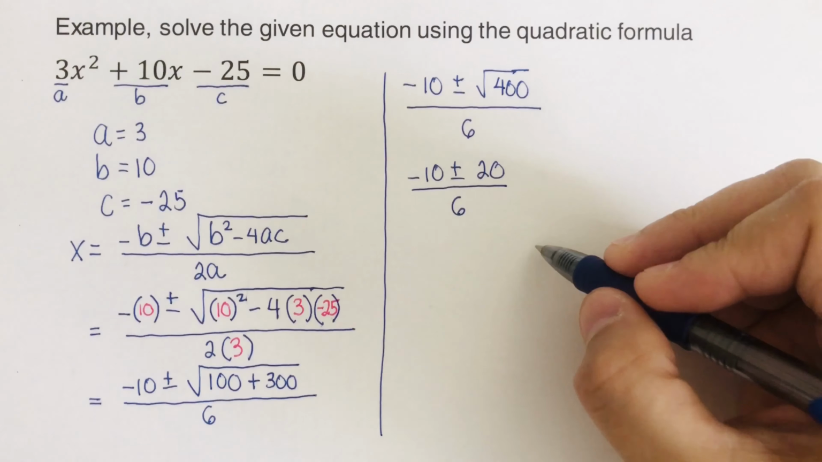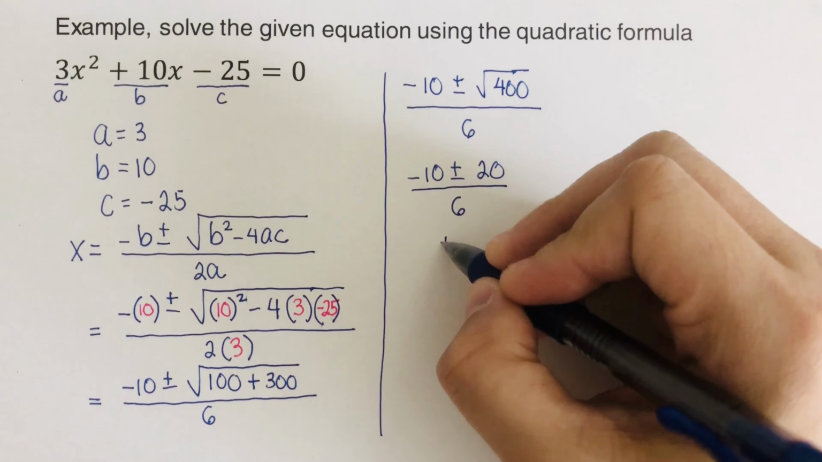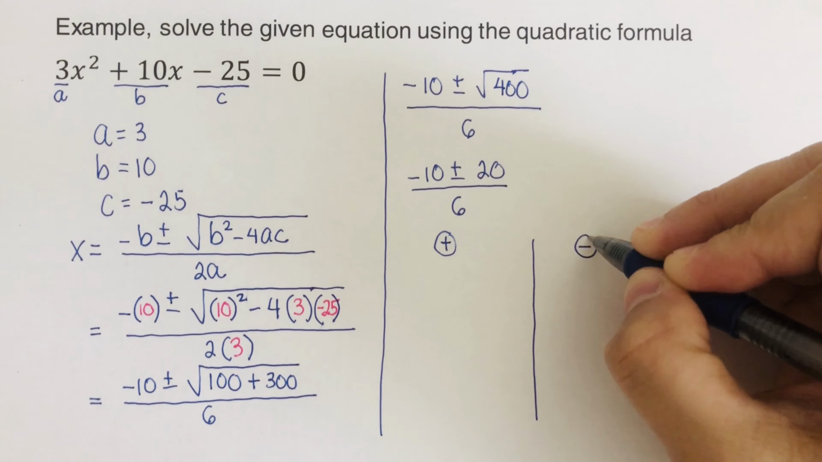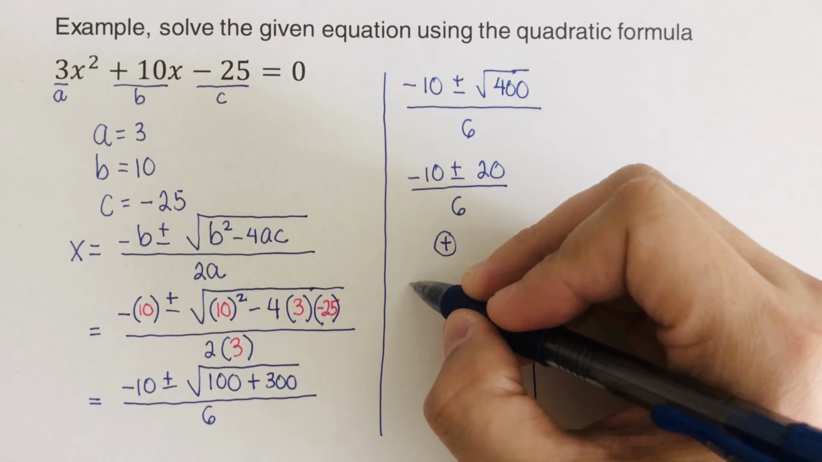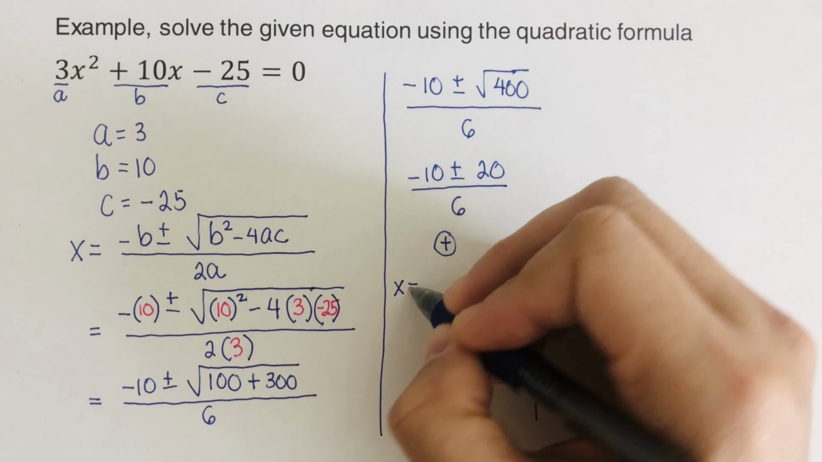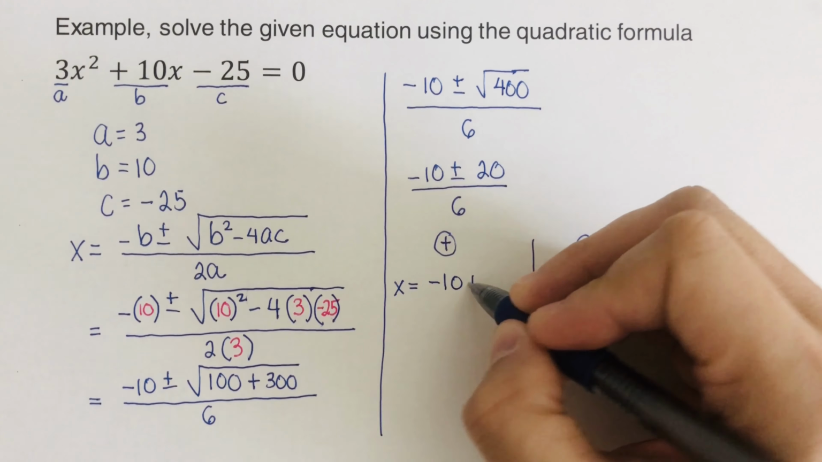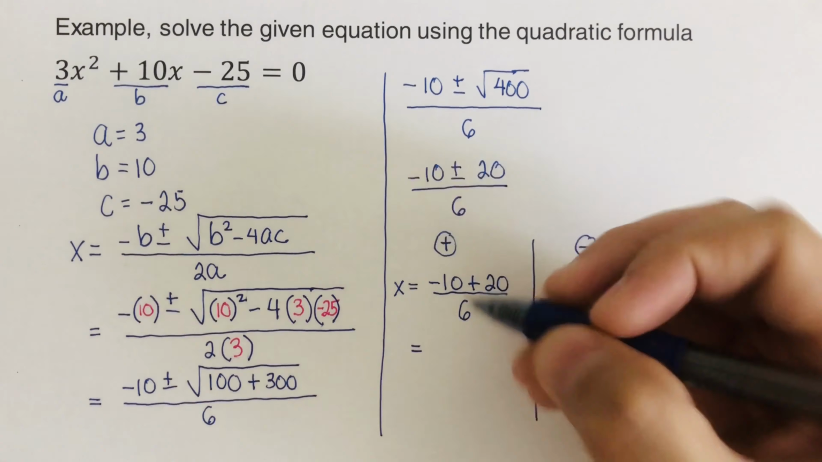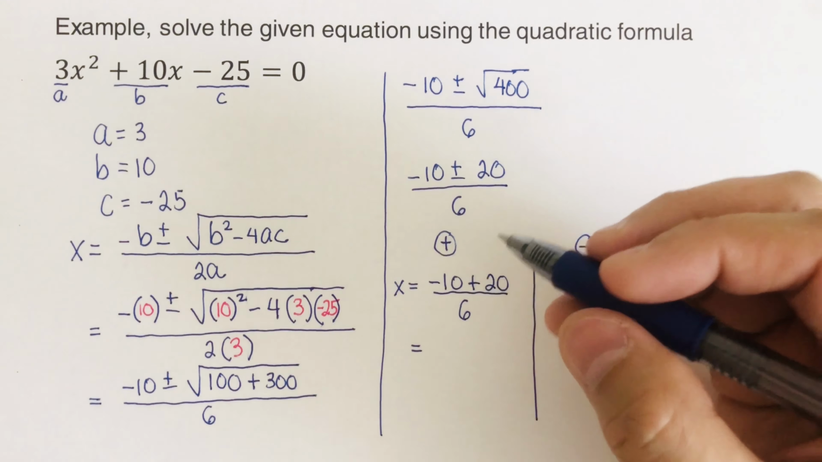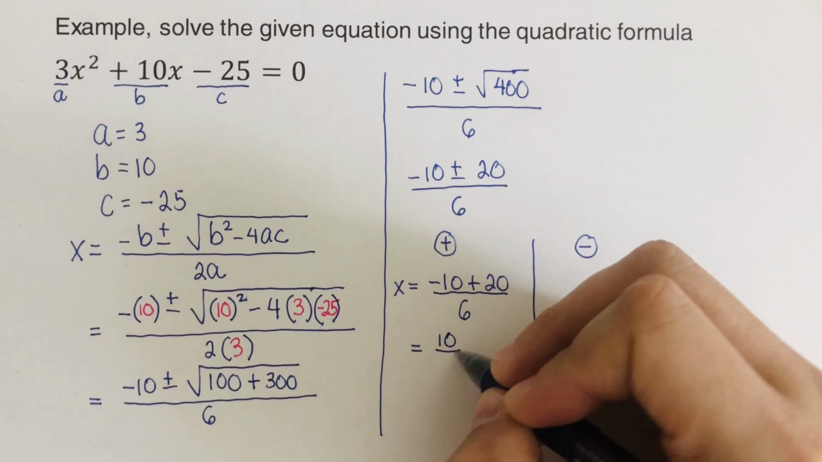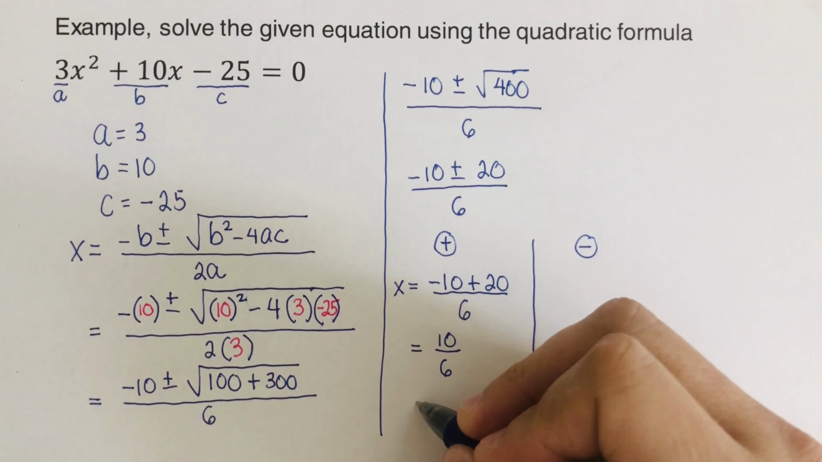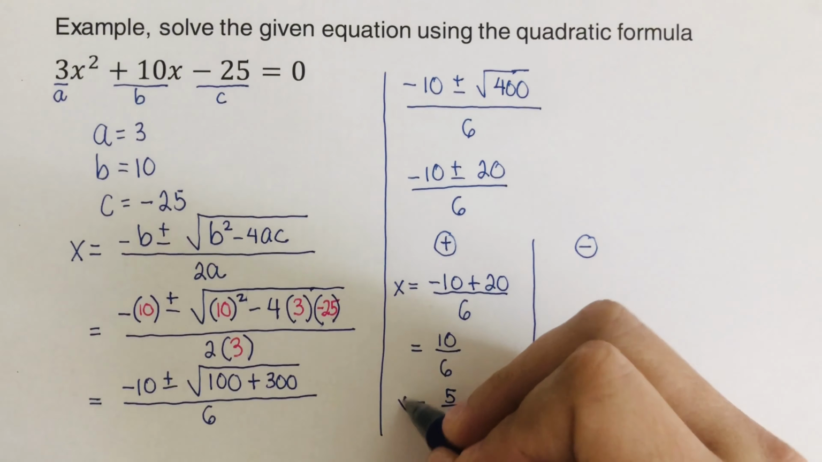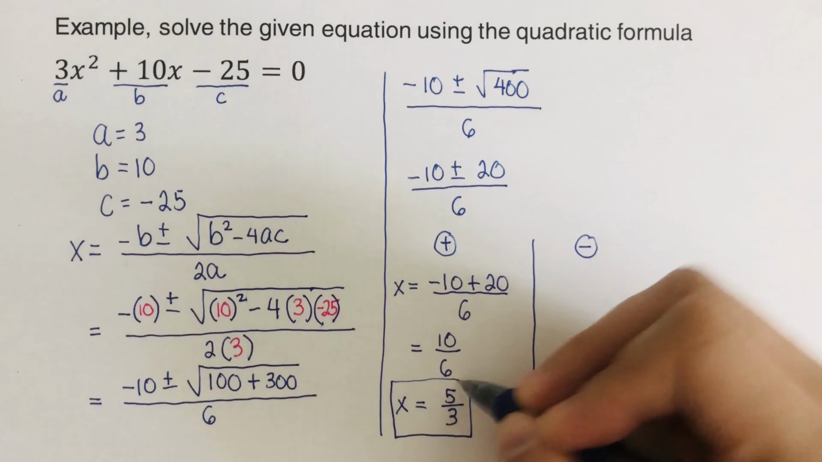So we're going to have two answers here. The first side would be for the plus, this plus right here. And the other side would be the minus. So I can write x is equal to negative 10 plus 20 over 6. I put the plus first. So then I can simplify this. Negative 10 plus 20 is a positive 10 over 6. I can reduce this to 5 over 3, because that's divisible by 2. So I can go ahead and have this as my first value of x.